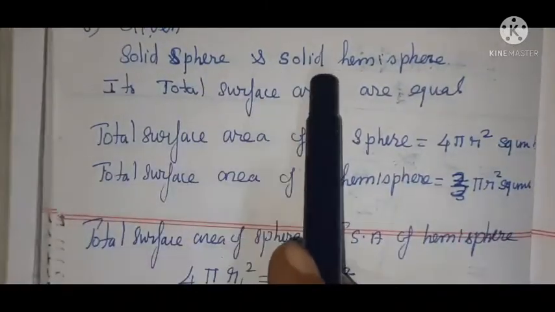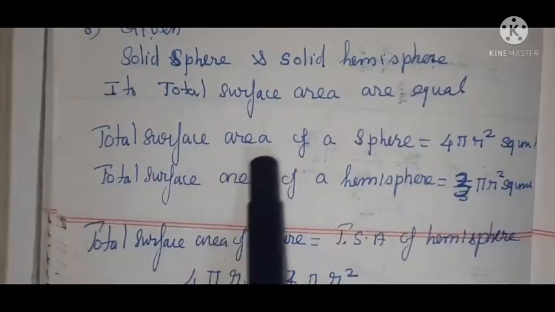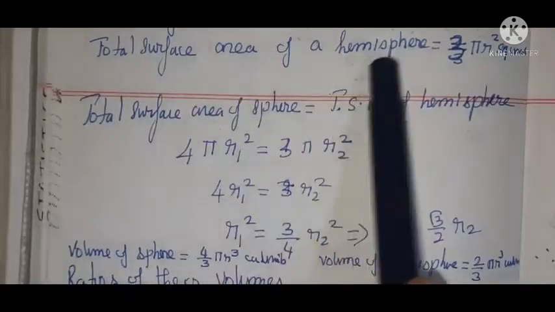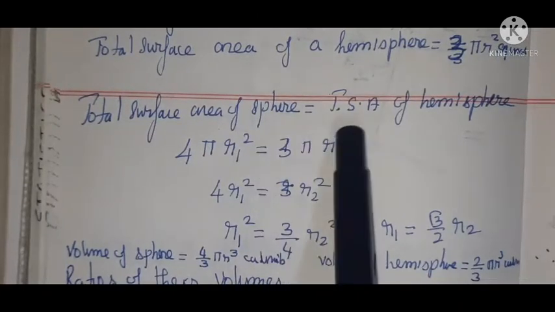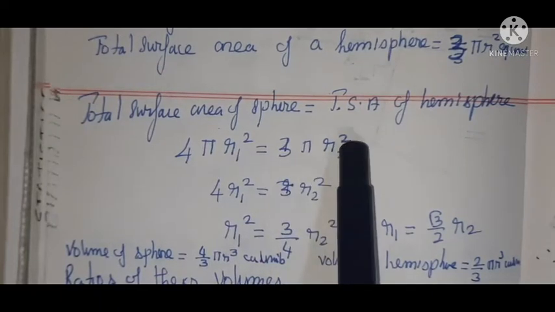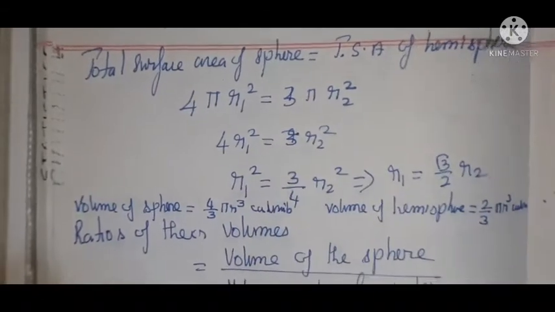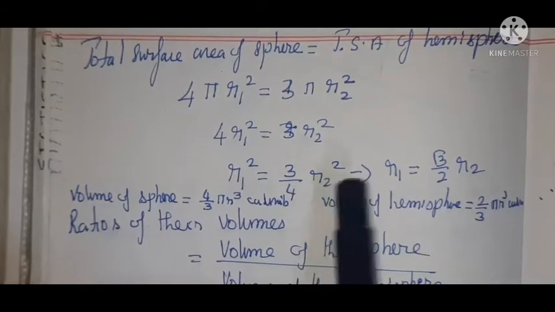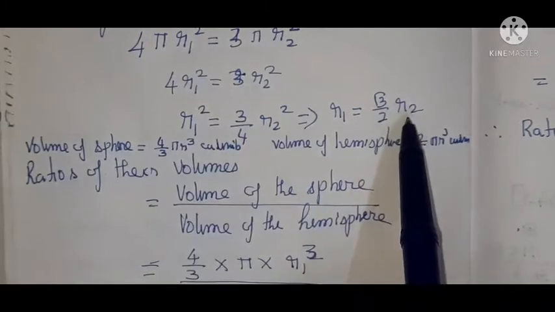Solid sphere and solid hemisphere are given. Their total surface areas are equal. Total surface area of a sphere is 4 pi r square units. Total surface area of a hemisphere is 3 pi r square units. Total surface area of the sphere is equal to total surface area of the hemisphere. 4 pi r1 square is equal to 3 pi r2 square. Pi cancels. 4 r1 square is equal to 3 r2 square. r1 square is equal to 3 by 4 r2 square. Taking square root, r1 is equal to root 3 by 2 into r2.